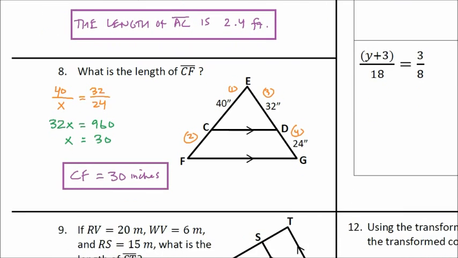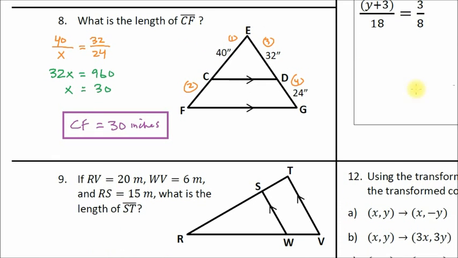But when you just write the equal sign, now you're saying the length of CF is equal to 30 inches. When you say the length of a side, you don't have to put the line on top. You can just call out the two endpoints of that particular line segment.